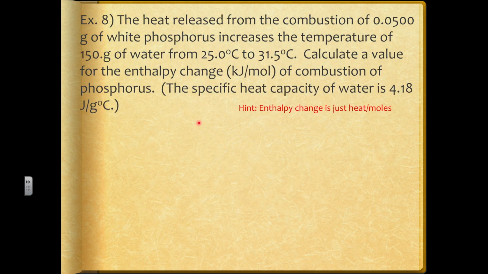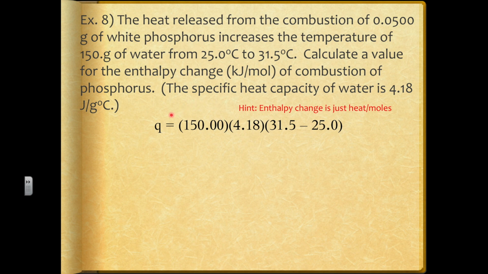So the heat released from the combustion of a 0.0500 gram of white phosphorus increases the temperature of 150 grams of water from 25.0 degrees Celsius to 31.5 degrees Celsius. Calculate a value for the enthalpy change, kilojoules per mole of combustion of phosphorus. The specific heat capacity of water is 4.18 joules per gram degrees Celsius. Okay, so the hint right here is that the enthalpy change is just the heat divided by moles. That's a fancy way of saying that. I don't know why we always try to make things more complicated.